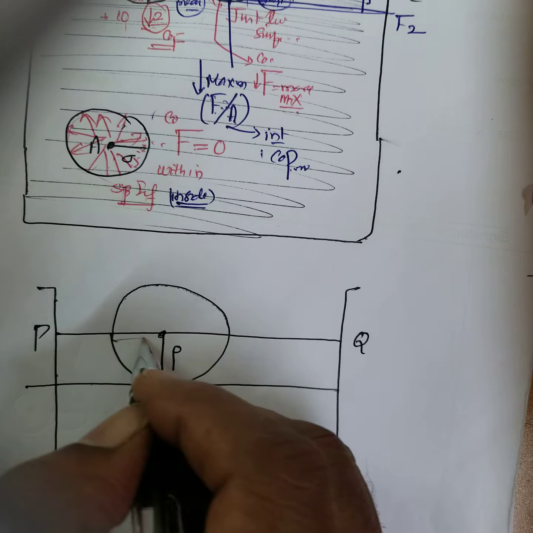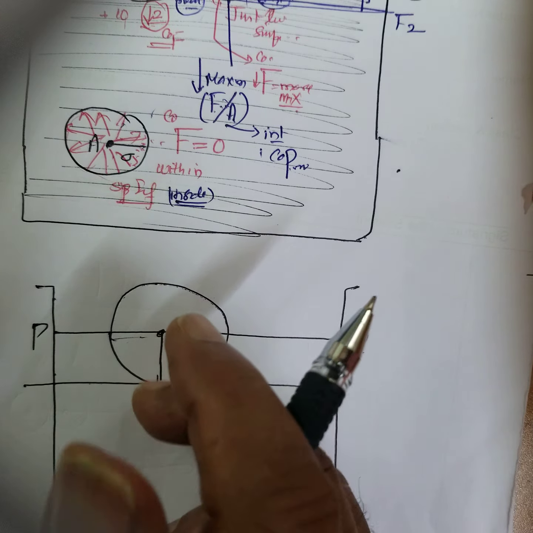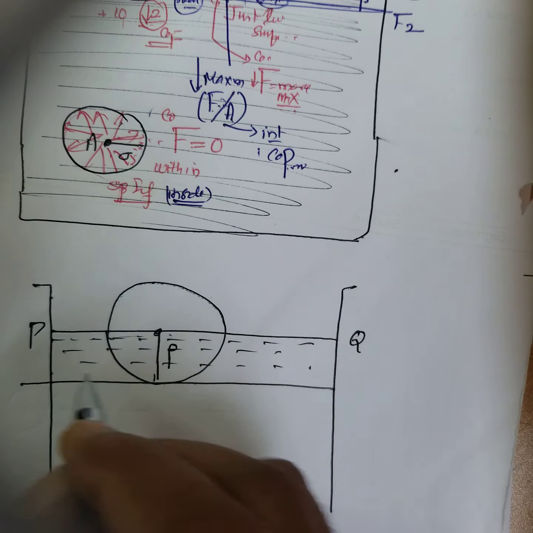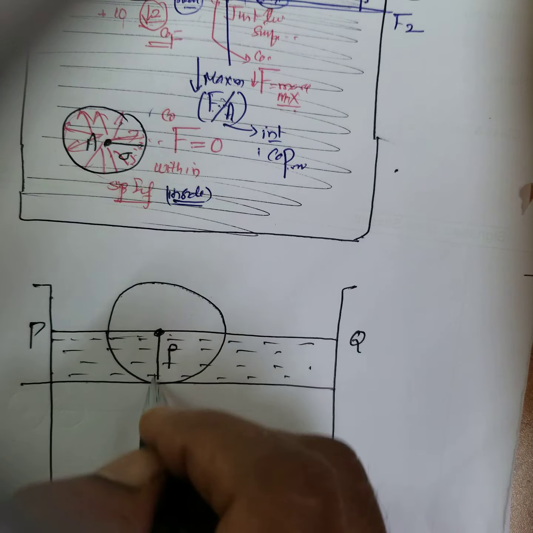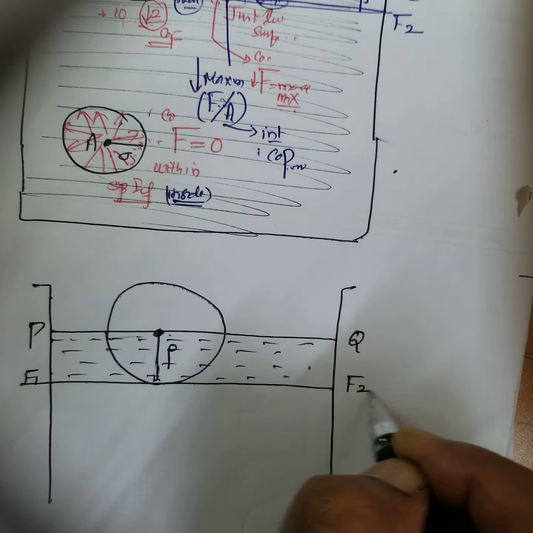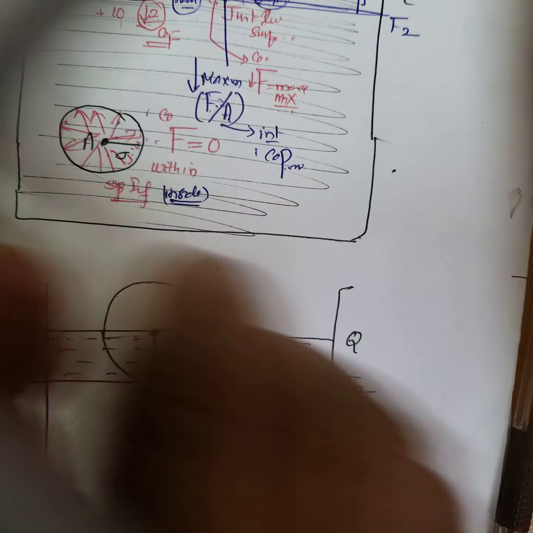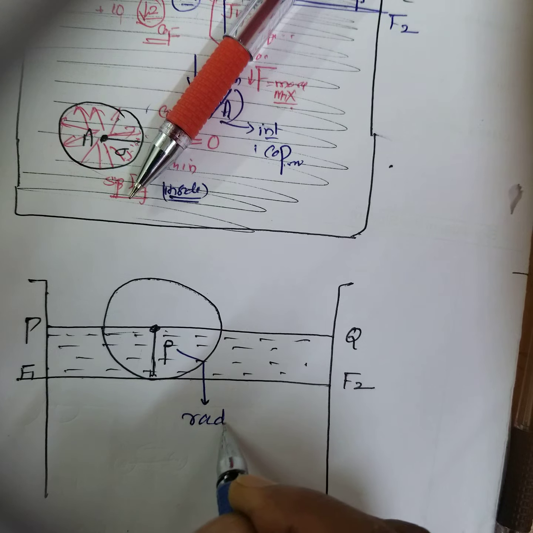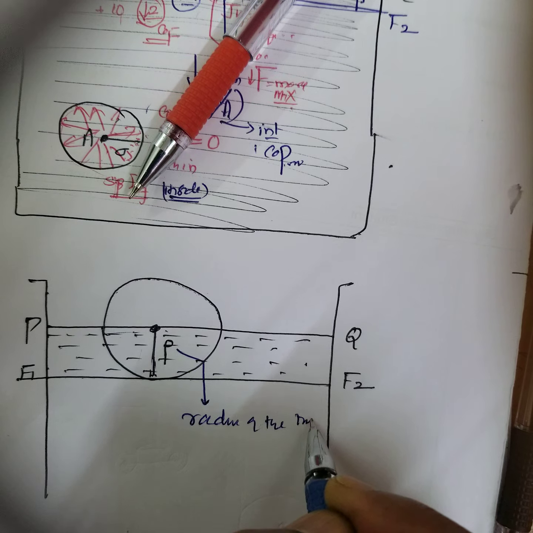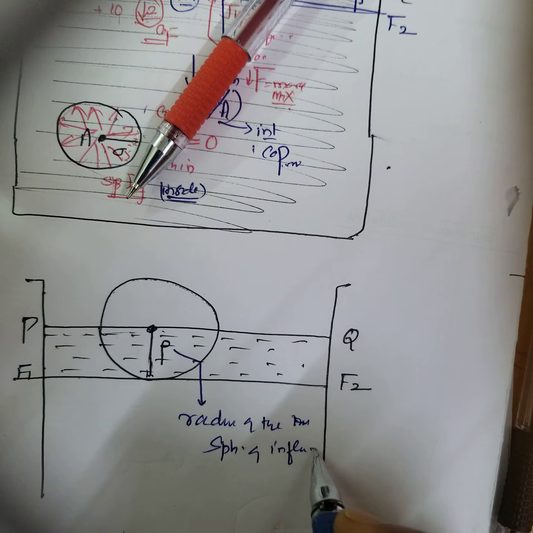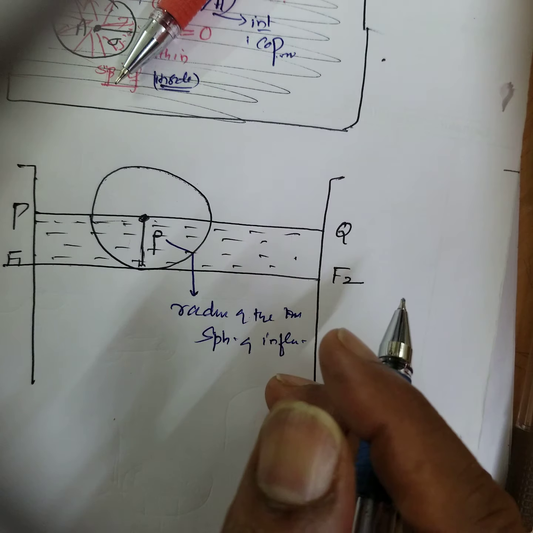That means 50% of the sphere, half of the sphere, is downward in the liquid surface. Here, maximum force will be acting downwards. This is F1 and F2. And rho is what? Rho is the radius of the sphere of influence, right? Sphere of influence.